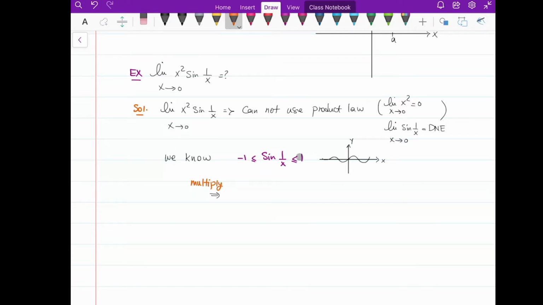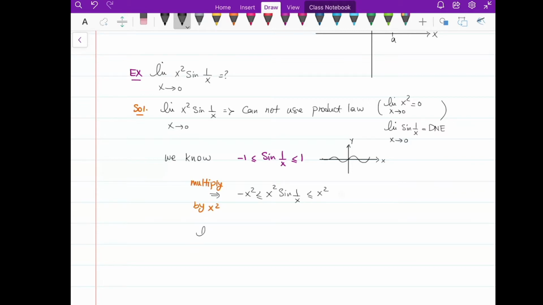the whole inequality by x squared. So I get x squared times -1, so negative x squared is less than or equal to... x squared is a positive number, so that's why I'm not gonna change the direction of my inequalities. And then I get x squared sine of 1 over x, and then I get 1 times x squared. Okay, now I get my function. This is the function that I want to find the limit of, between two other functions.